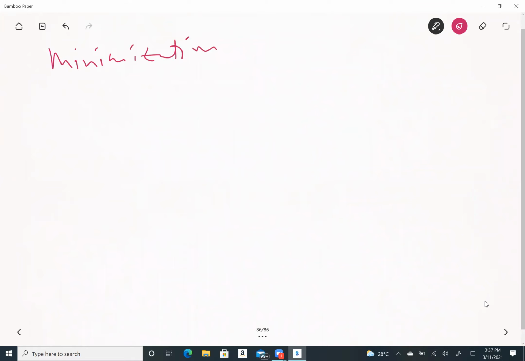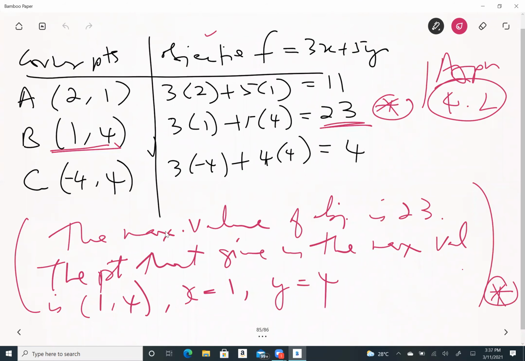So when you have a minimization problem, instead of maximization, what is the difference? There is no difference. Everything is the same. The method is the same from the beginning up to the table. So everything will be the same up to here. The only difference will be what? Will be the answer, the final answer.